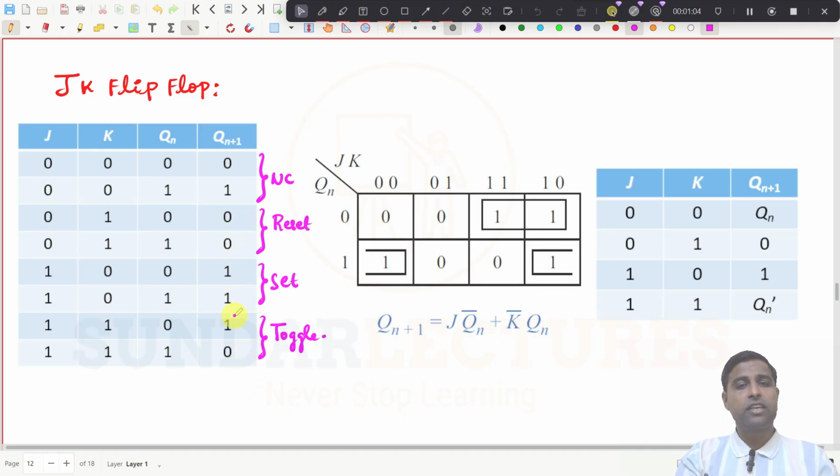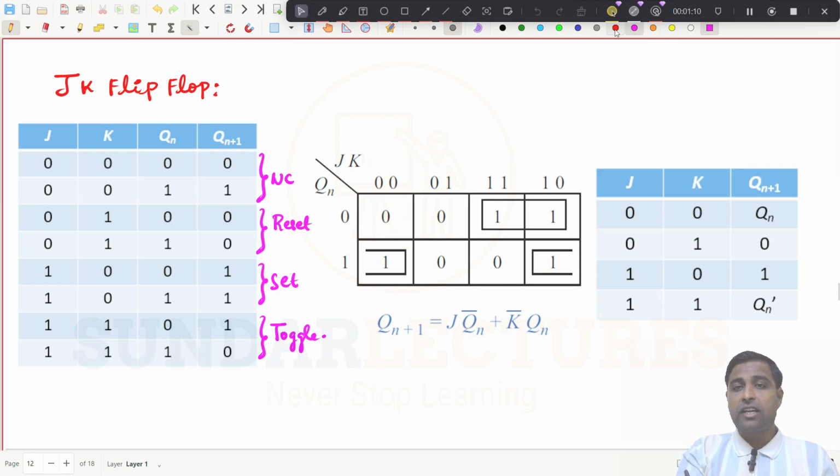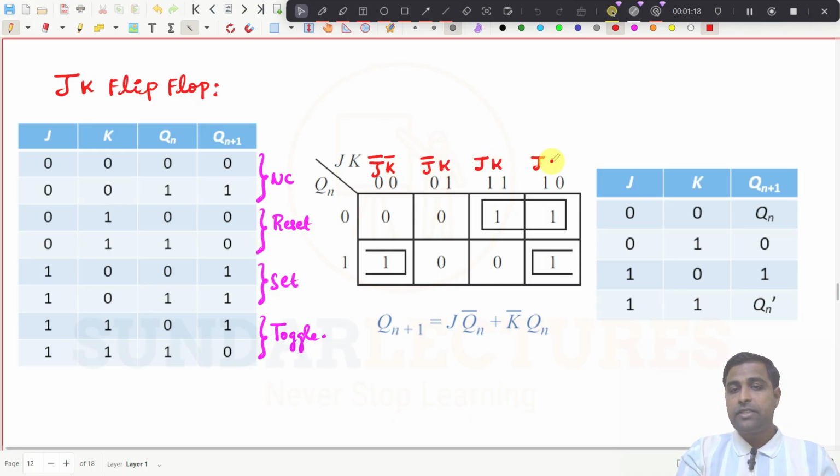So you just put these values, these digits, into the Karnaugh map. So we will get it like this now. It is J bar K bar, J bar K, JK, JK bar, and this is Qn bar and this is Qn. If you put this one, write the min terms, you know all those kind of things. So there are only two pairs here.